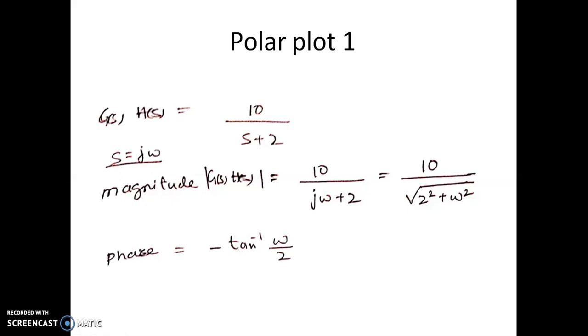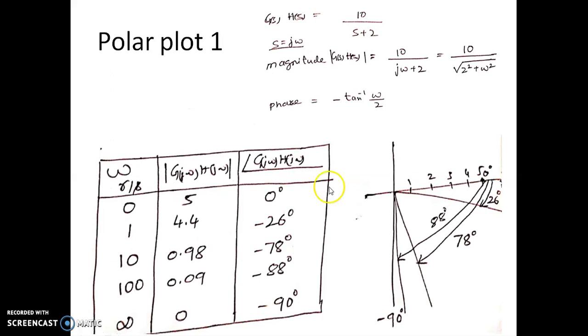Now we will vary the value of omega from 0 to infinity and try to find out how the magnitude and the phase of this particular transfer function change. This is how the values of omega change from 0 to infinity. Substituting the value of omega starting from 0 to infinity in terms of 1, 10, 100, we're going to get the magnitude as 5, 4.4. These are the magnitudes and this is the phase.